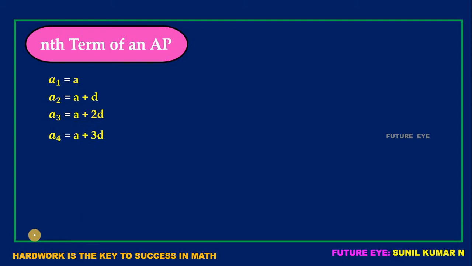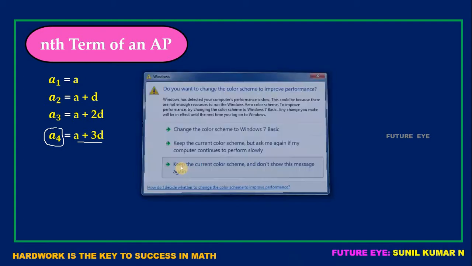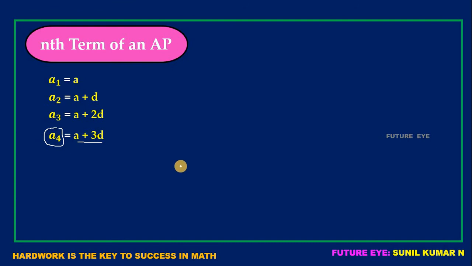Now, how can we write the nth term? The fourth term you can easily write as a plus 3d. The 50th term you can write as a plus 49d. In case you are going to find the nth term, in the place of a number, now we are taking a variable. In that case, how are we going to write the nth term? For that, just observe here.